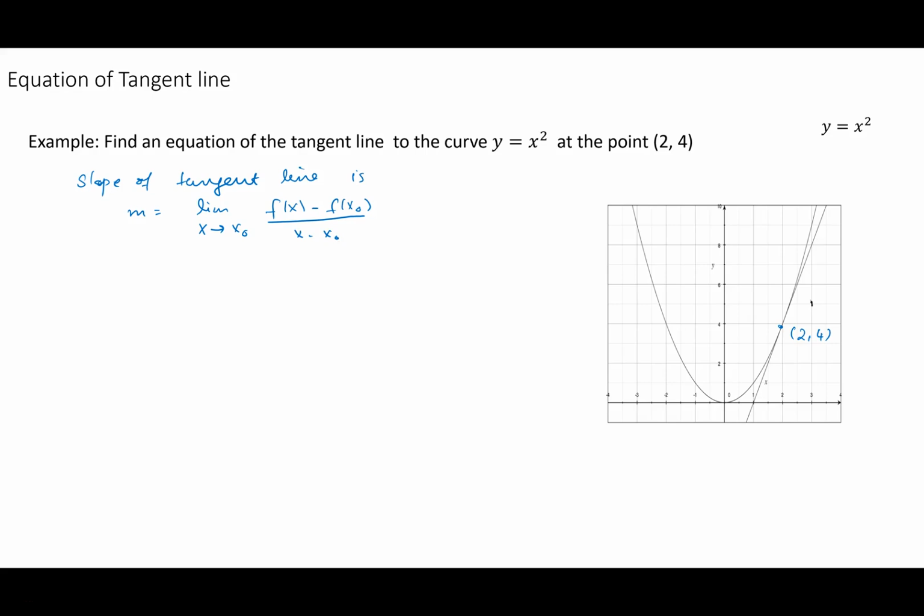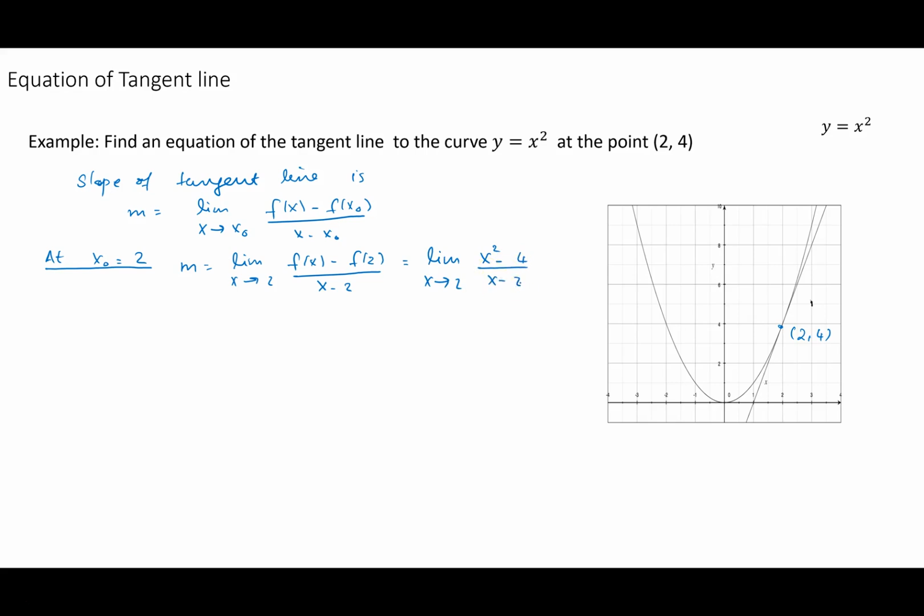Here the point is (2, 4), so 2 is x naught, the equation of the tangent line at the point P (x naught, f of x naught). So x naught is 2 in this example, and the slope is given by f of x minus f of 2 divided by x minus 2. Now let's use the given function, which is x squared minus 4 over x minus 2.